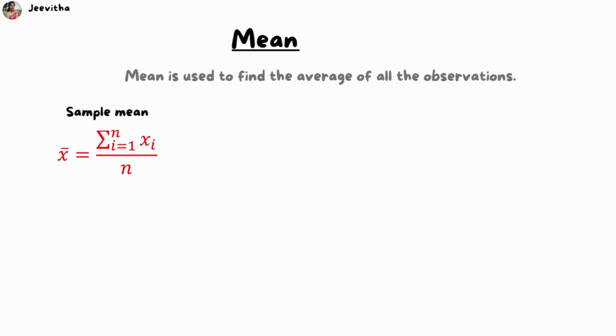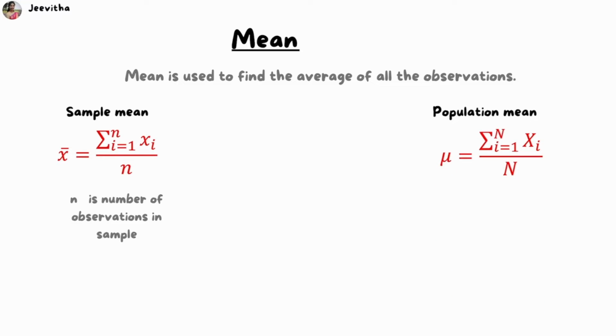So we have two things: a sample mean, which is denoted by x bar equals summation i equals 1 to n, xi divided by n, where n is the number of observations in a sample. And the population mean is denoted by mu equals summation i equals 1 to n, capital Xi divided by capital N, where N stands for the number of observations in a population. So we have different formulas in order to find the mean of a sample as well as the mean of a population.